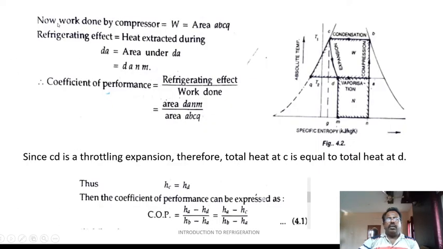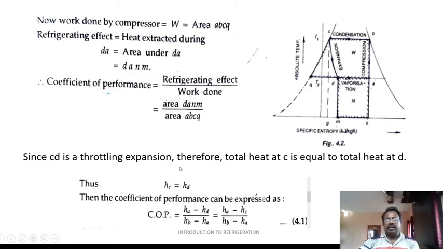Now, the work done by the compressor W is equal to area ABCD. This is the actual work done by the compressor. Then the refrigerating effect is equal to the heat extracted during this process, that is dA, the area under dA. This includes dA, and this is the work done area. So area dA divided by area ABCD is equal to the coefficient of performance.